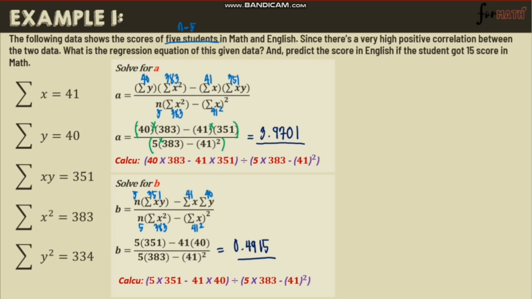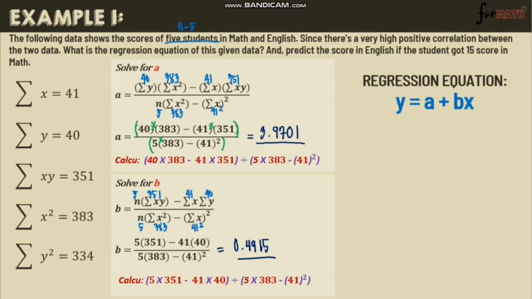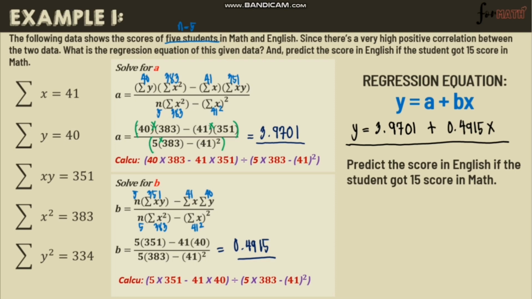Substitute na lang natin sa regression equation natin na y equals to A plus bx. So magkakaroon tayo dito ng y equals to 3.9701 plus ang b natin ay 0.4915. And then copy x. Okay, so ito na po yung statistical model o yung regression equation natin. So using this equation, we can predict the score in English if the student got 15 score in math.